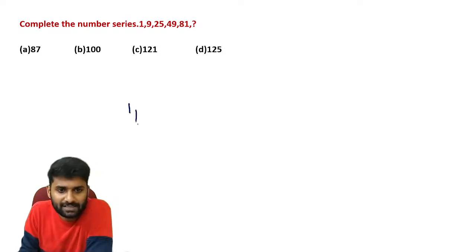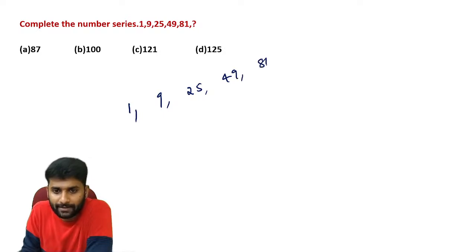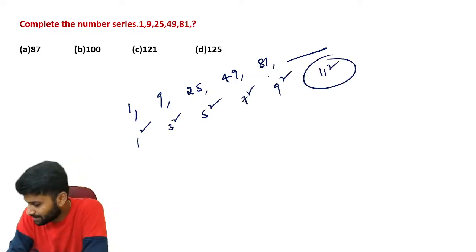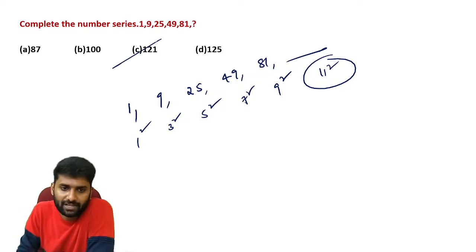Now see, complete the series 1, 9, 25, 49, 81. So this is all about 1 square, 3 square, 5 square, 7 square, 9 square. It is related to the odd numbers. 11 square is 121.